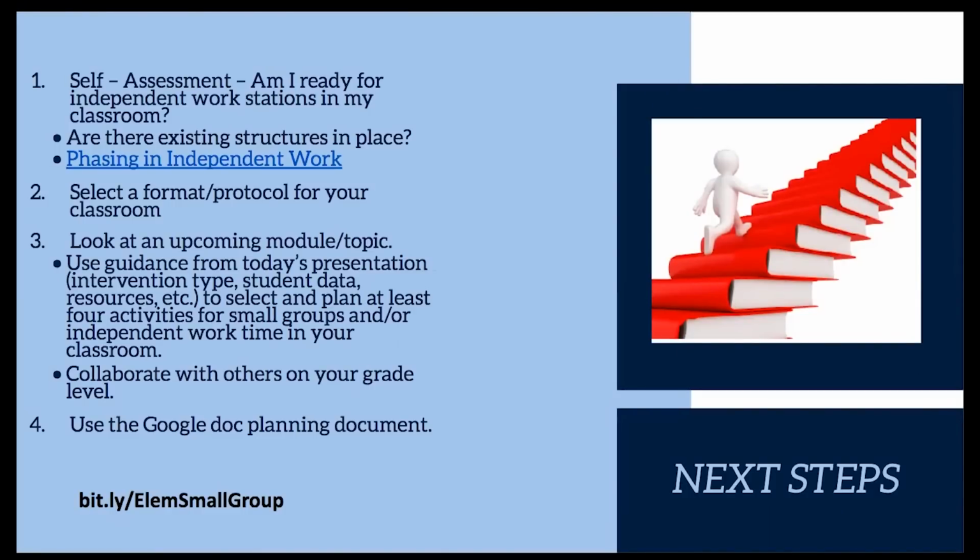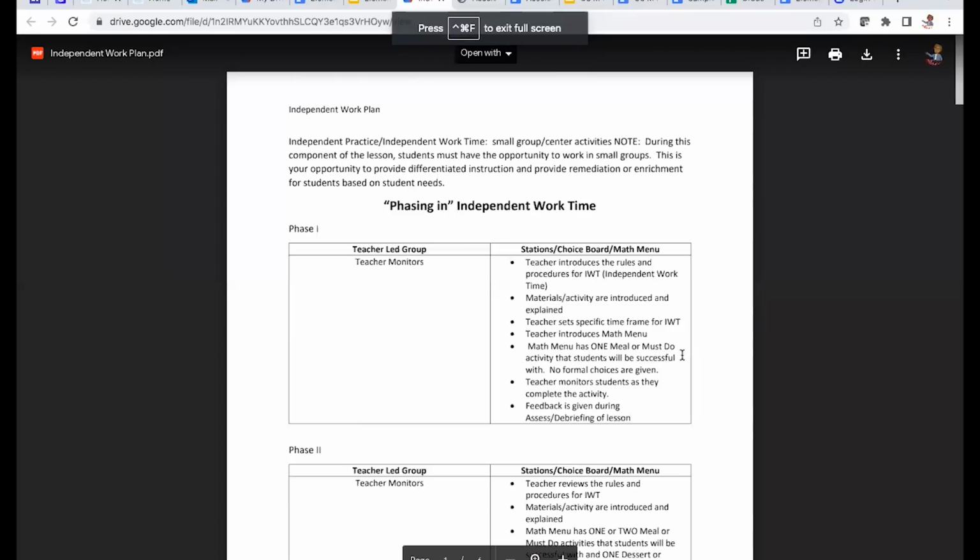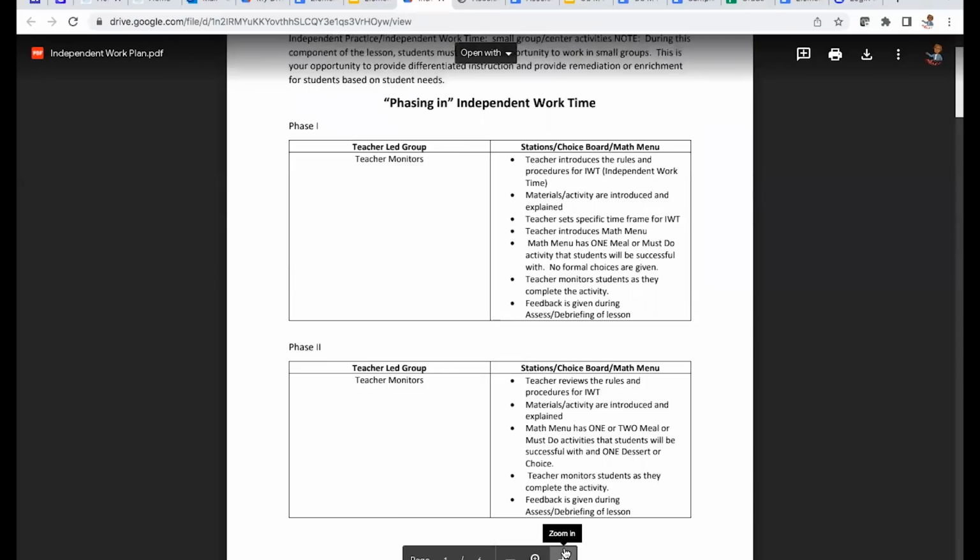And so one of the things that is hyperlinked on that document is that planning document that I spoke to you about before, where it asks you a couple of questions about things you have in place, and that's where you can reach out for additional help. But there's also another piece that's here. And this is a document that's titled Phasing In Independent Work.